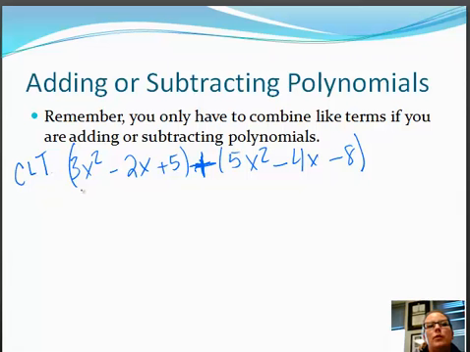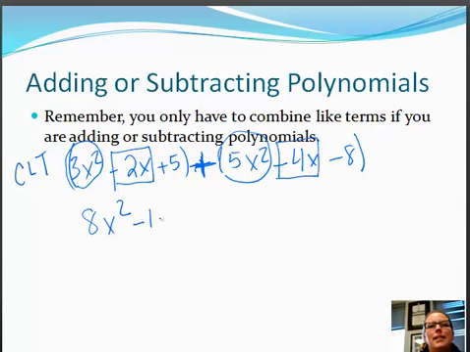So if you think back to Algebra 1, you're circling and you're triangling. So the x squareds go together, so we would have 8x squared. Remember, the exponent does not change. We have a negative 2x plus a minus 4x, so negative 2 plus negative 4 is negative 6x, and we have a plus 5 and a minus 8. So plus 5 minus 8 would be minus 3. Okay, same thing could be said if we subtract.